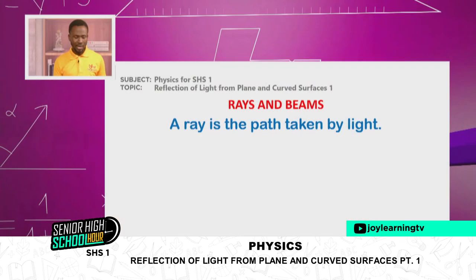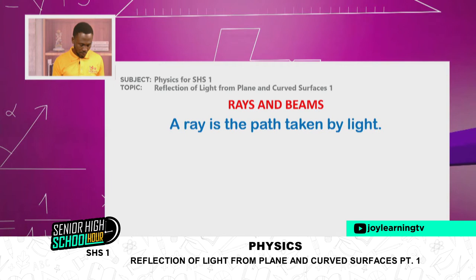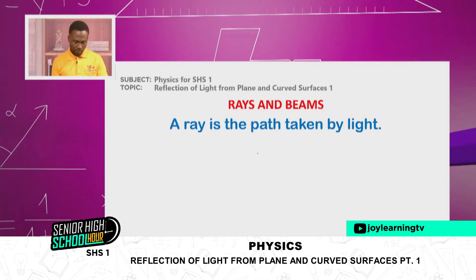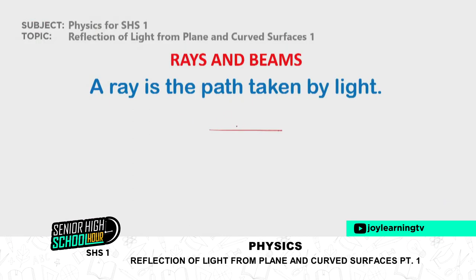So what is a ray? A ray is the path taken by light. So when we look at the path taken by light and we trace the path, we say it's a ray. So I could just draw this way. This is just a line. But if I put an arrow on it, it becomes a ray. So this is a ray, the path taken by light.